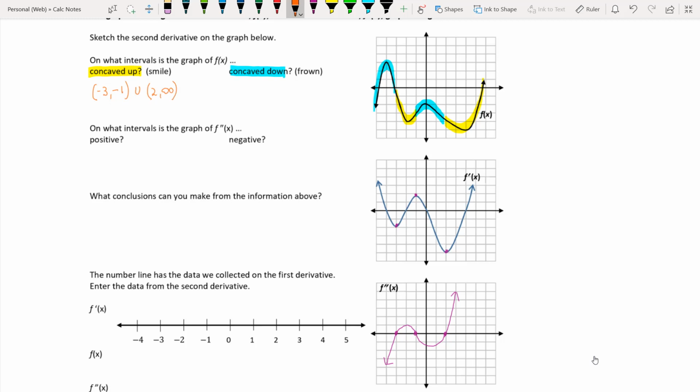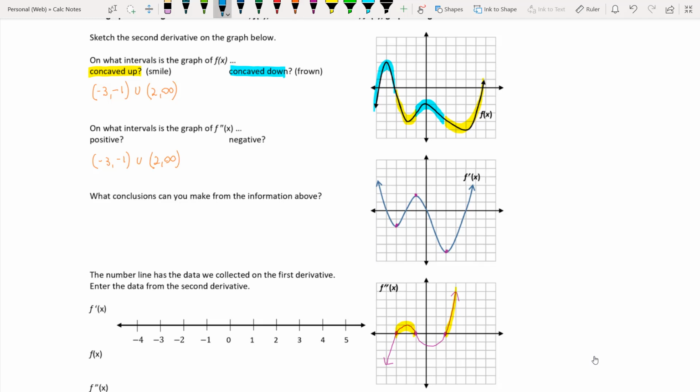And while I'm at it, I'm going to look at the question below: on what intervals is the graph of f double prime of x positive? So I need the places where f double prime is positive. Look at this, -3 to -1 and 2 to infinity. Same intervals that we just looked at.